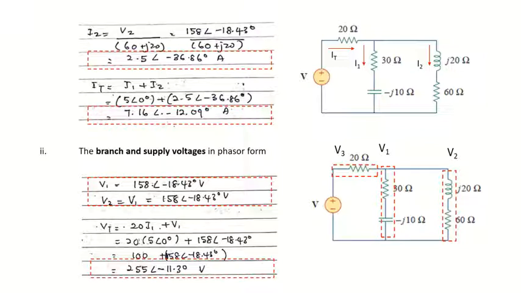Alright, for the branch and supply voltages in polar form now, we found V1 is 158 with minus 18.43 degrees volts. And V1 is equivalent to V2 since they are in parallel. So V2 is also 158 with minus 18.43 degrees volts.